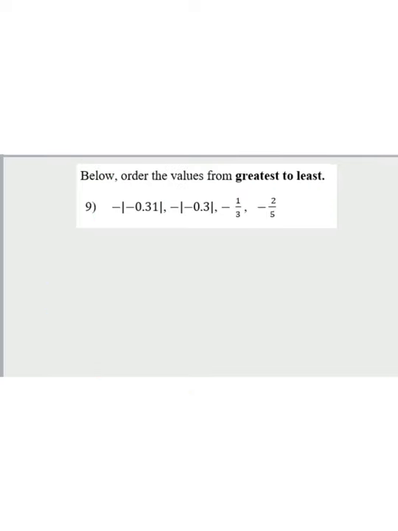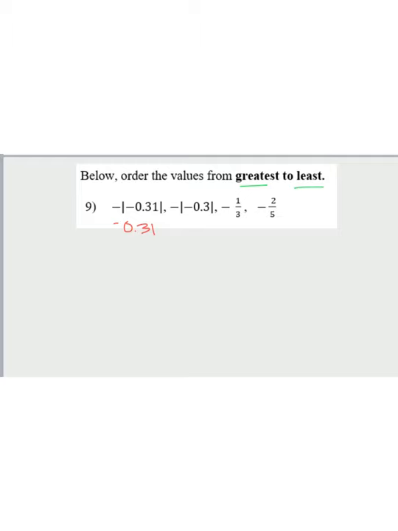All right, so now we're doing the same thing, but instead of least to greatest, we're going from greatest to least. So let's take a look at the numbers that we have. I'm going to start off with simplifying with my absolute values, and then I'll start all my dividing and all of that stuff. So this first one, negative absolute value of negative 31/100, is really just going to be negative 31/100, because the absolute value of negative 31/100 is positive, and then the opposite of that is negative. So that's really just negative 31/100.